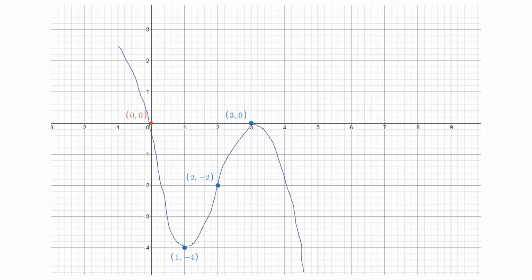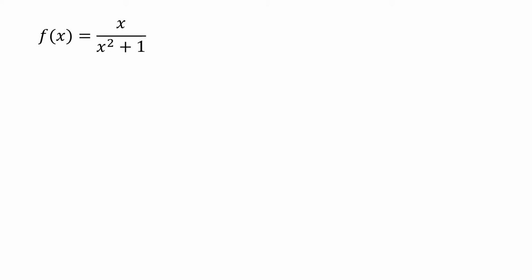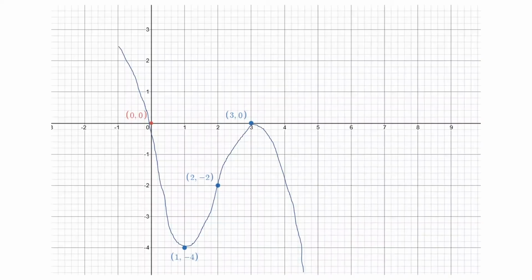So this is a rough sketch of the curve, and you can see that it is concave down all the way until x = 2, and then it is concave up for the rest of the function. So that is how we sketch the graph for this function.